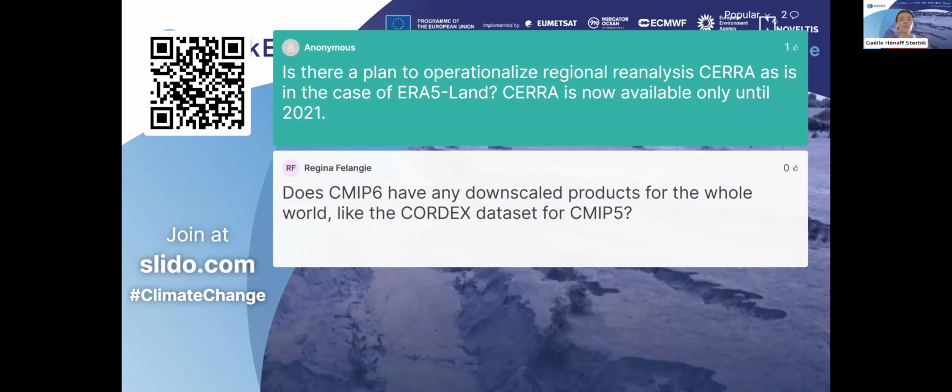Okay, I think we have time for two more questions. Is there a plan to operationalize regional reanalysis CERRA as is the case for ERA5-Land? CERRA is now available only until 2021. Yeah, I have to get back to you on that. I'm not entirely sure what the plans are for CERRA, but I can speak to the regional reanalysis team and I can get back to you. Okay, I will put the question on the side then.